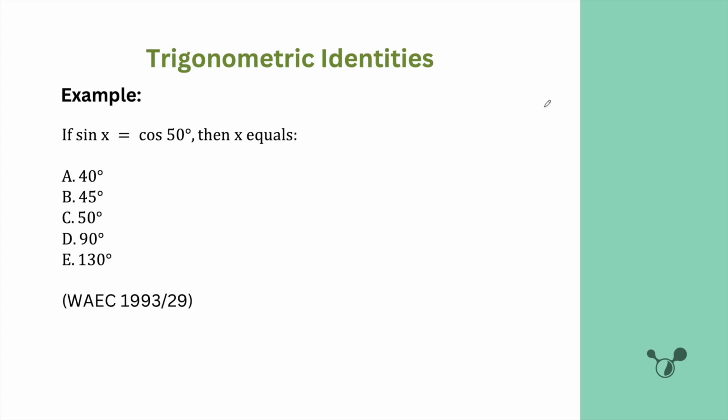Look at this now. It says if sine x is equal to cos 50 degrees, then x equals what? This is from WAEC 1993. x equals what, without even punching a calculator? We know that it's going to be 40 degrees because of the complementary thing. That would be 90 minus 50, which is 40. So sine 40 is definitely equal to cos 50 degrees. Correct.